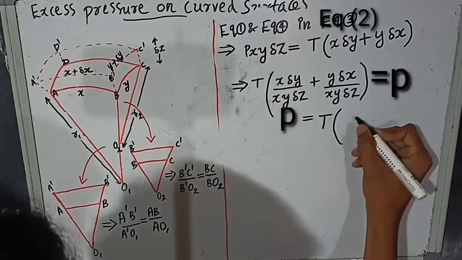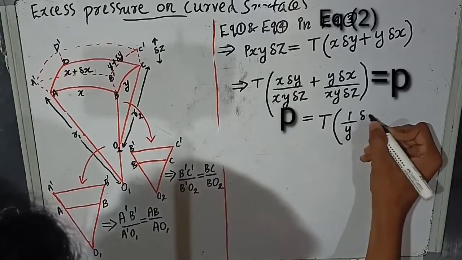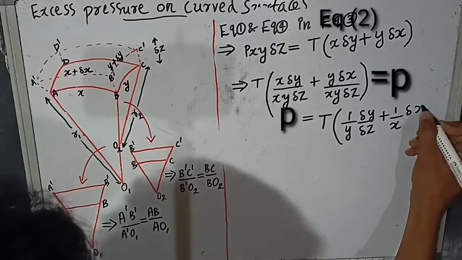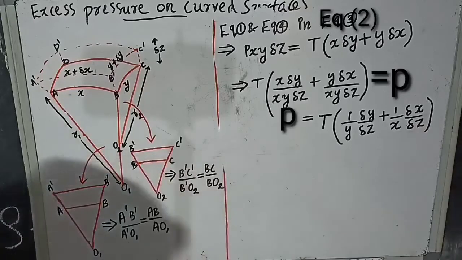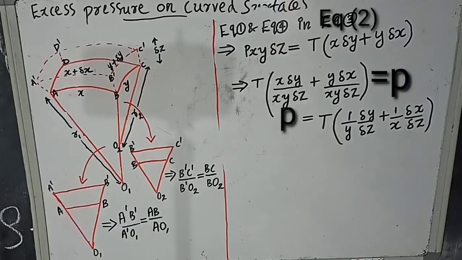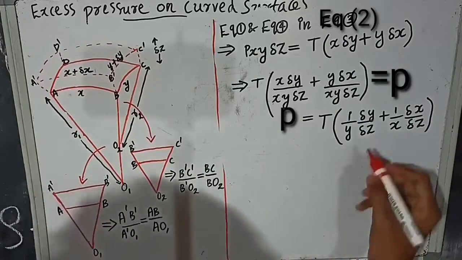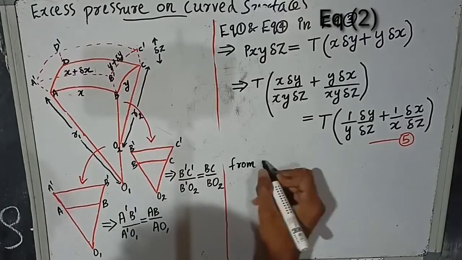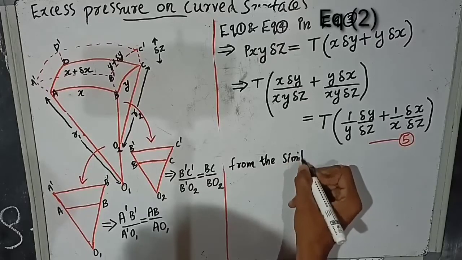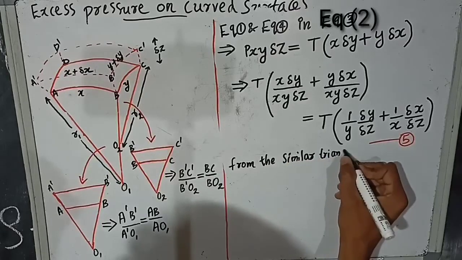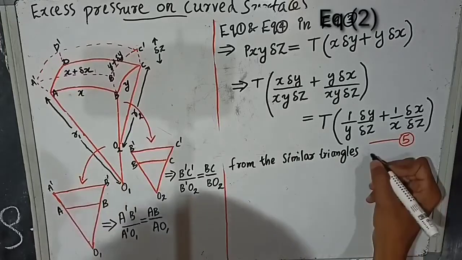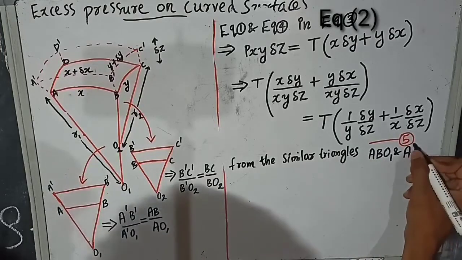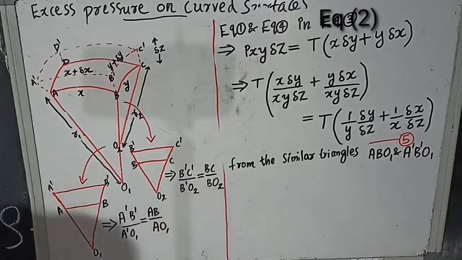So P is equal to T times 1 by y delta y over delta z plus 1 by x delta x over delta z. We need to modify this equation for excess pressure by avoiding the deltas in y, z and x. We can do it by considering the similar triangles ABO1 and A'B'O1.